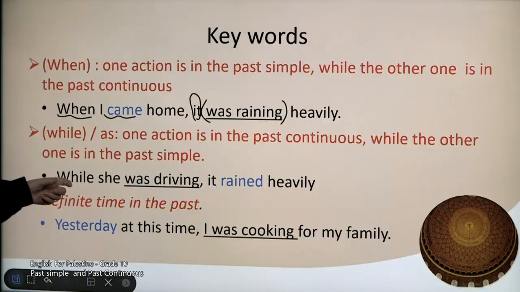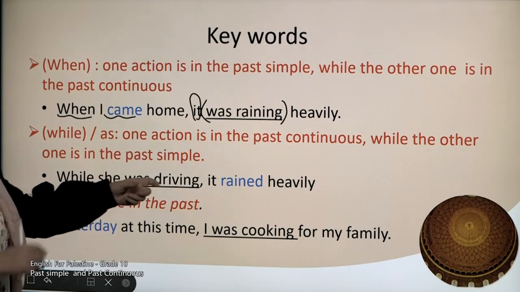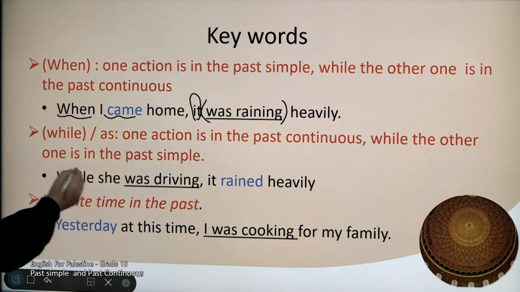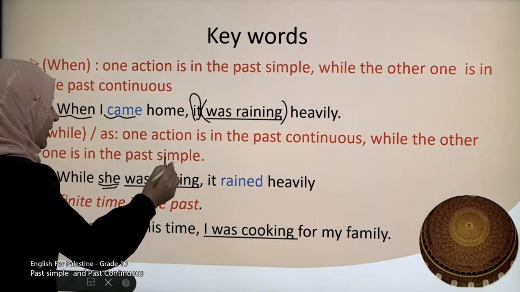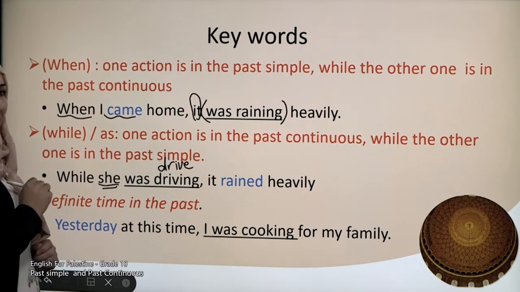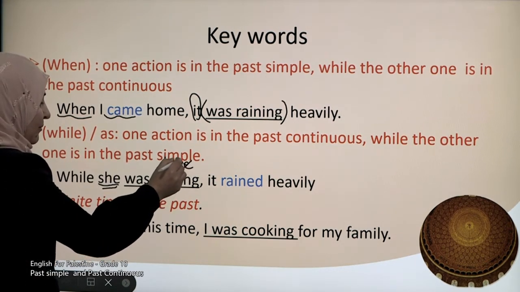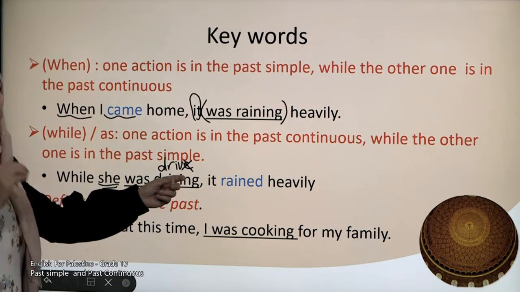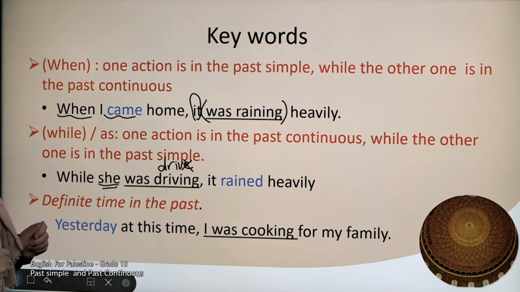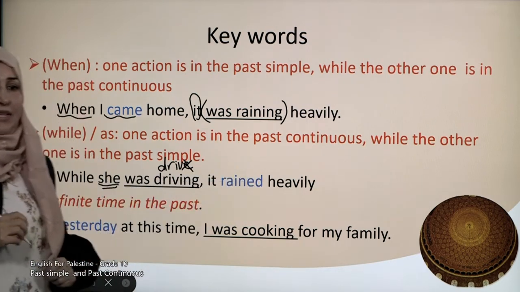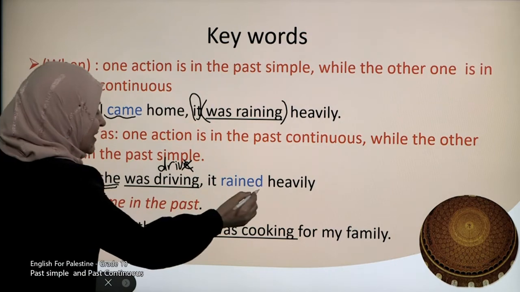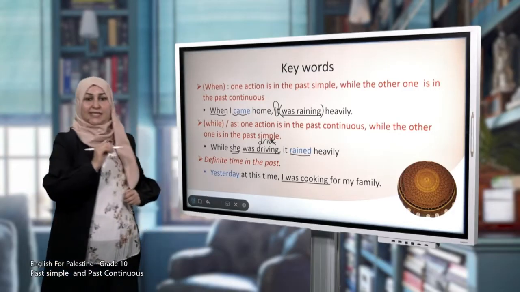Again, while she was driving, the subject here is she, it's singular, so we use was. The verb drive ends with e, so we omit it and add ing to the verb. In the second sentence, it rained heavily. Here we use past simple.